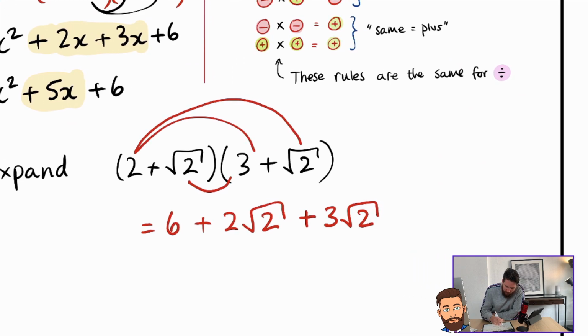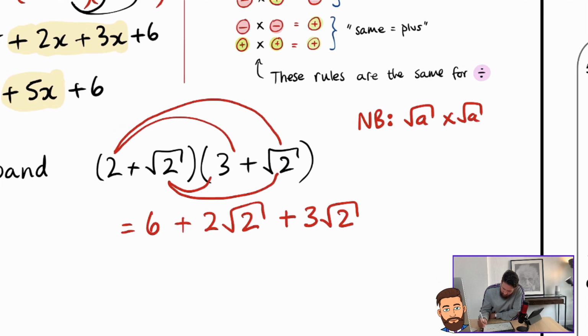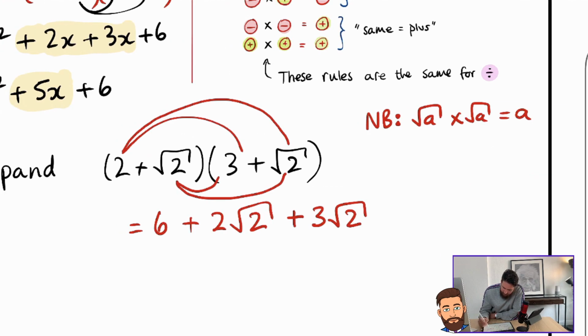And then we're going to do root 2 times root 2. Now we need to note back that root a times root a equals a. If you have the same surd times by itself, the square root disappears and you're left with just what's inside the surd. So if I'm doing root 2 times root 2, all I'm going to be left with is 2.